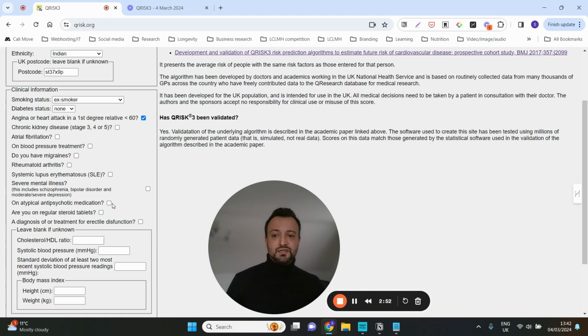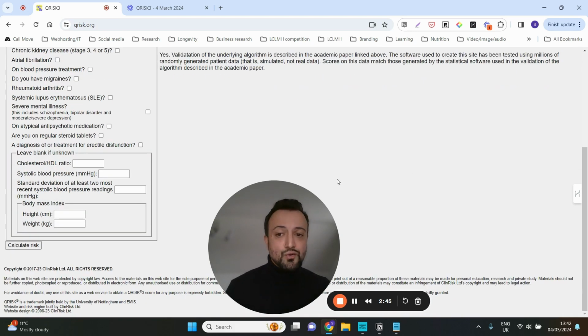Cholesterol itself is an independent risk factor and one of the top three risk factors for cardiovascular disease. So anything that increases cholesterol over a long period of time, like chronic medications, then has to be weighed into the equation. A diagnosis or treatment for erectile dysfunction, I don't suffer with that either.